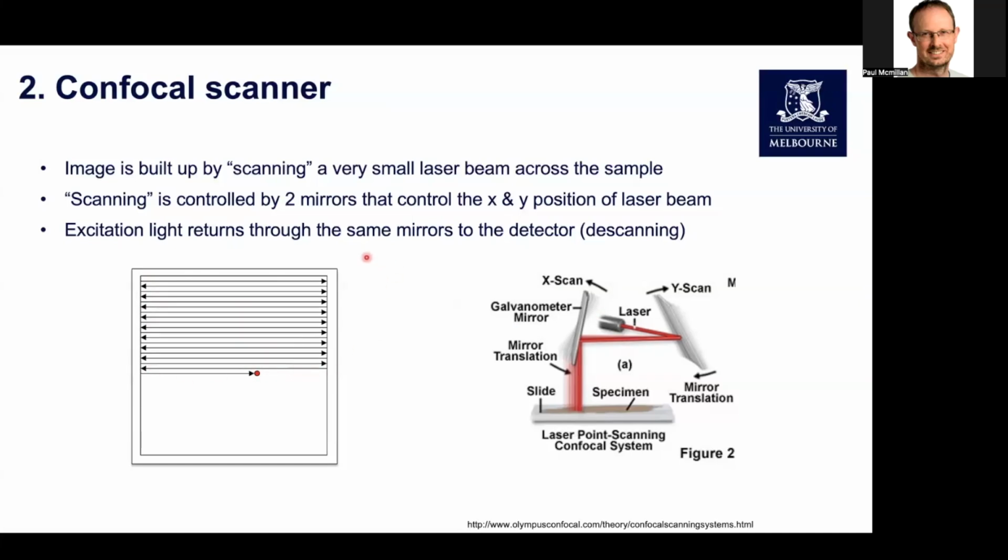The other important thing is that not just the excitation light goes through that, but the emission light. So that's an error, that should say emission light returns back through these mirrors as well, and that allows us to have a point detector at the end rather than a camera. Okay, so this is what we call descanning. The emitted light comes back through those mirrors.